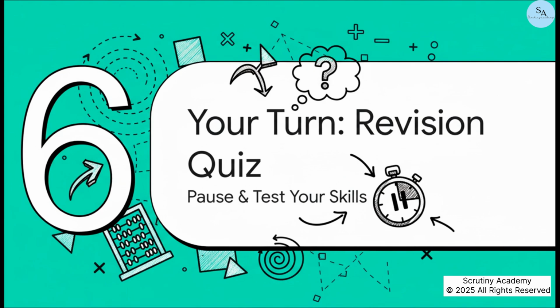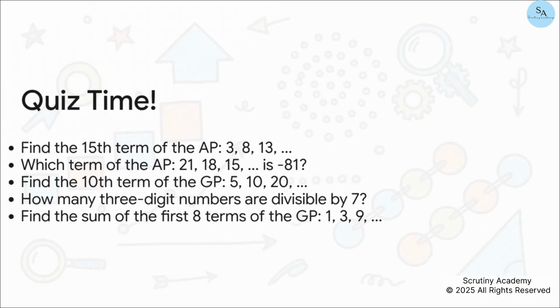And now, it's your turn. The absolute best way to learn this stuff is by actually doing it. So I'm going to show you some problems, and I want you to pause and try to solve them yourself. We already did number 1 together. Number 2 is interesting. It asks, which term of a decreasing AP is negative 81? Number 3 tests your GP skills. Number 4 is a classic tricky question: how many 3-digit numbers are divisible by 7? And number 5 asks you to find the sum of a GP. So take your time, apply the formulas, and see what you come up with.